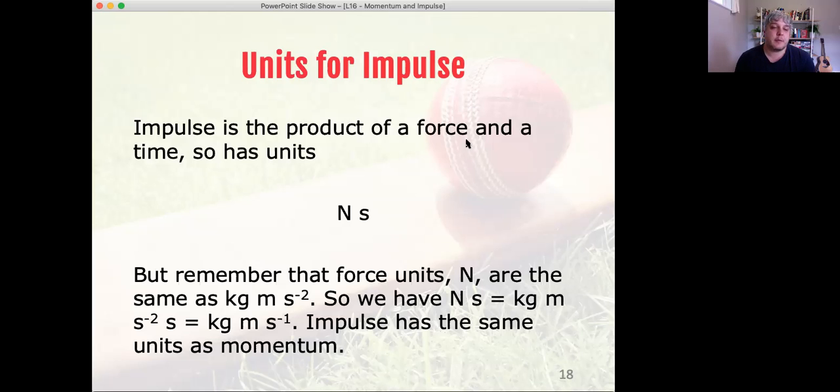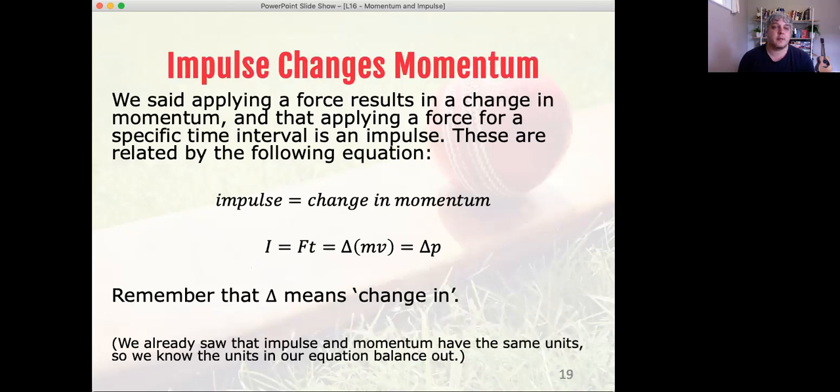The impulse has the same units as momentum, and that is hopefully a bit of a hint as to what our next statement is going to be, and that is that the impulse is equal to the change in momentum of an object. You apply an impulse, a force for some unit of time, that is going to give you a change in momentum equal to that impulse. So Ft is equal to delta mv or delta p. Remember, delta is change in. We already saw the units balance, so this equation is fine.